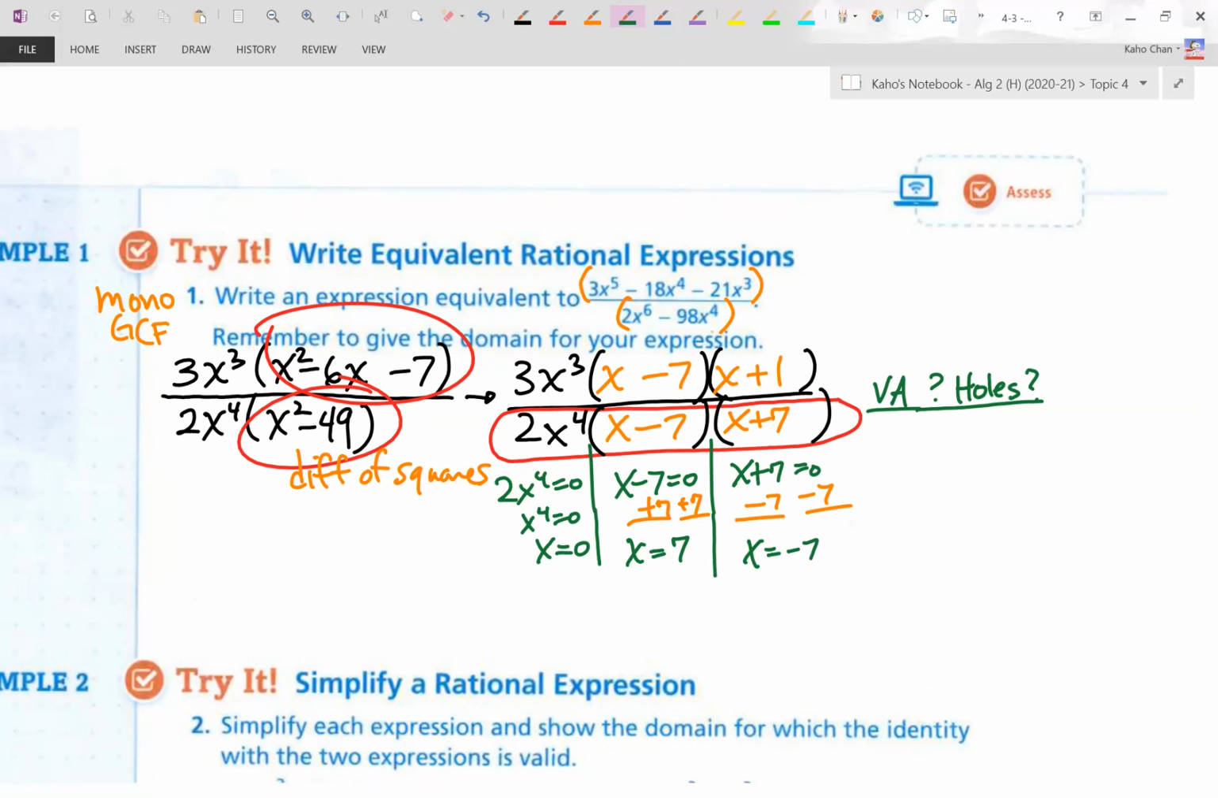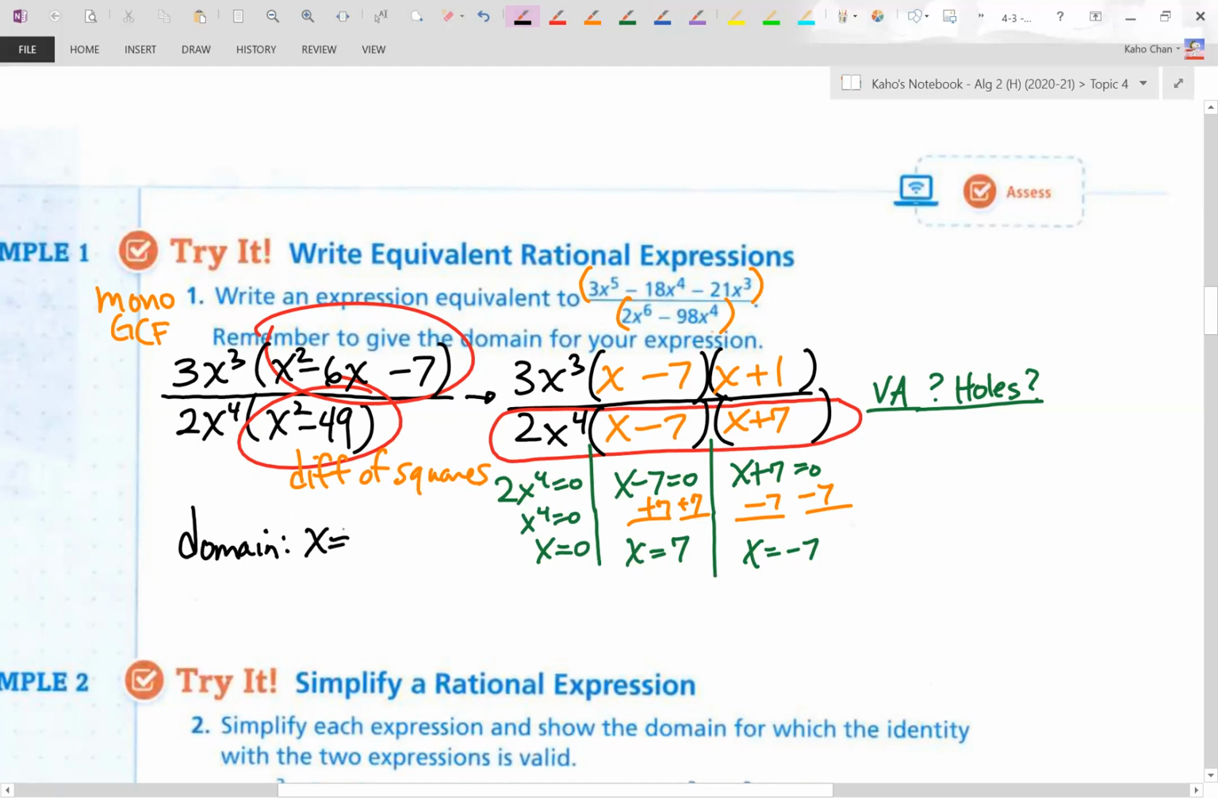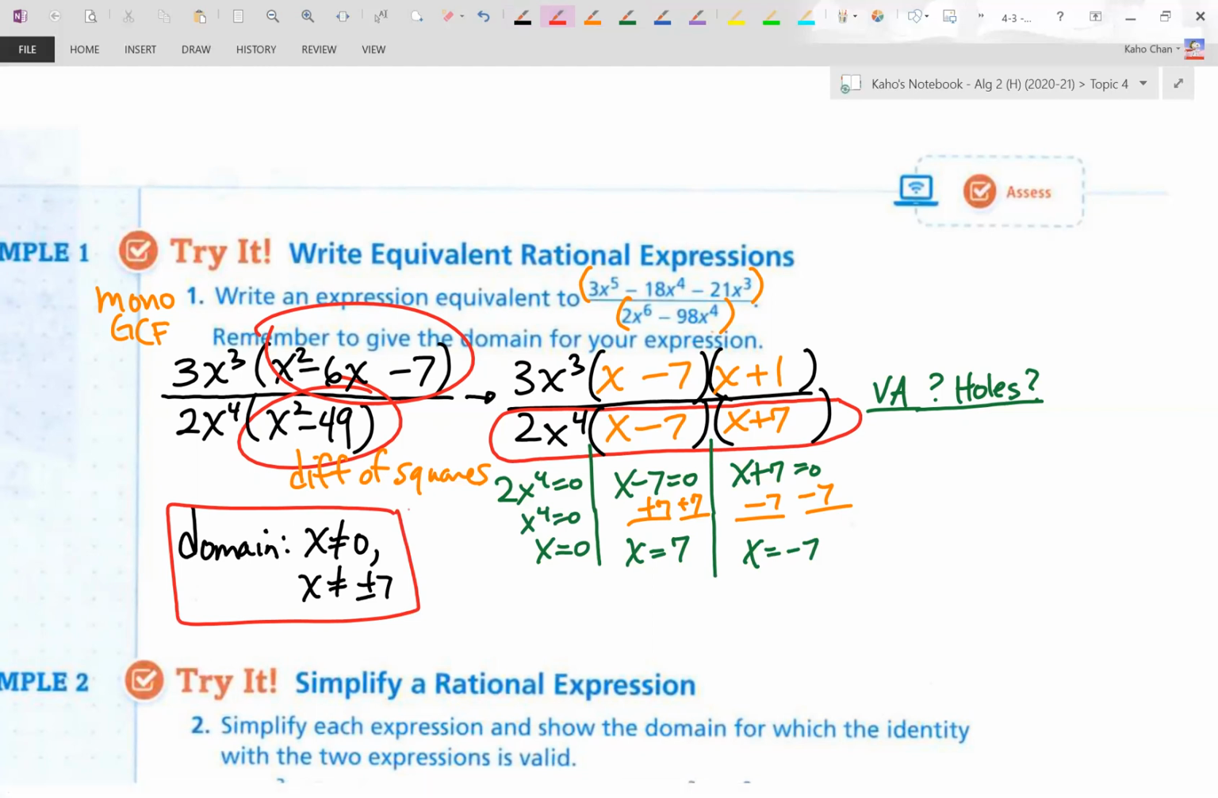Technically, here's the answer, by the way. The domain is all real numbers except those 3 numbers. X cannot equal 0, and x cannot equal plus or minus 7. This is the real answer, by the way. We are technically done, but I want to point out, because when it comes to making a connection to the previous section 4-2, what constitutes a vertical asymptote and what constitutes a hole? So I just want to kind of distinguish them for you.